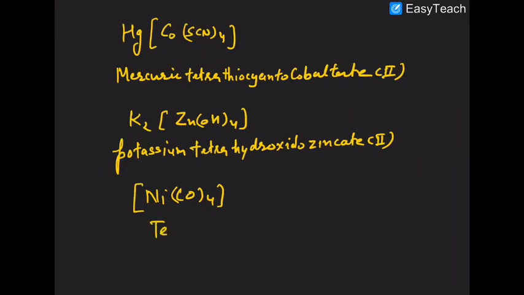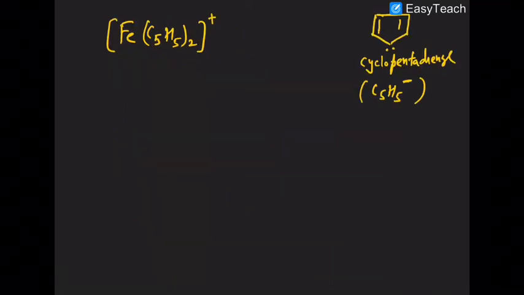[Ni(CO)4] is tetracarbonylnickel(0). Remember that carbonyl is a neutral ligand. Wherever carbonyl is present, it carries no charge. You have to memorize that particular point in your mind. Are you getting that? Nice.